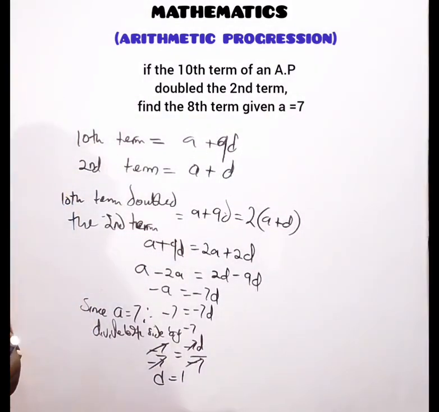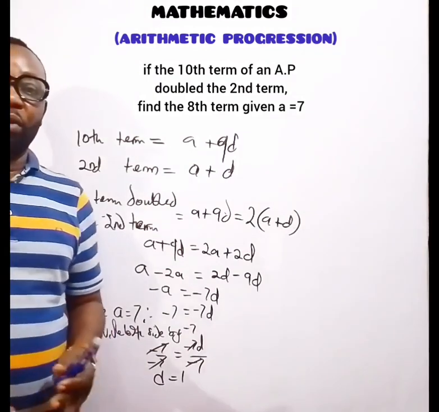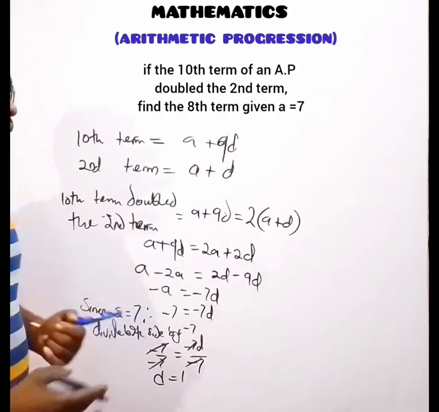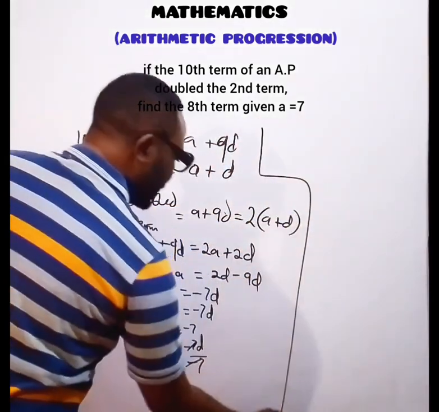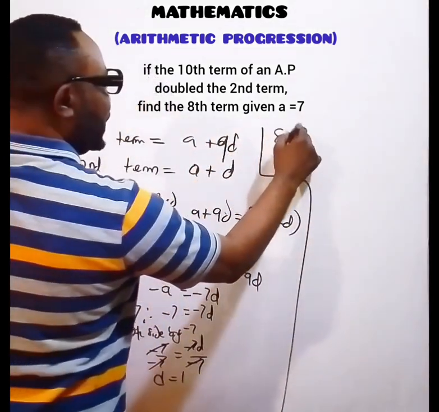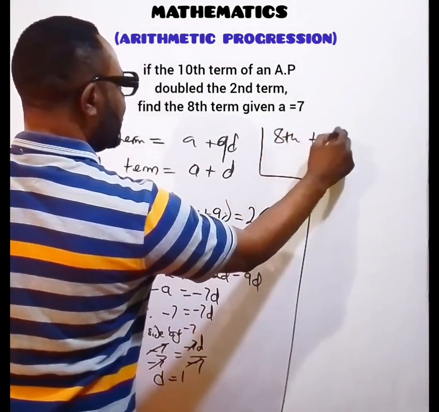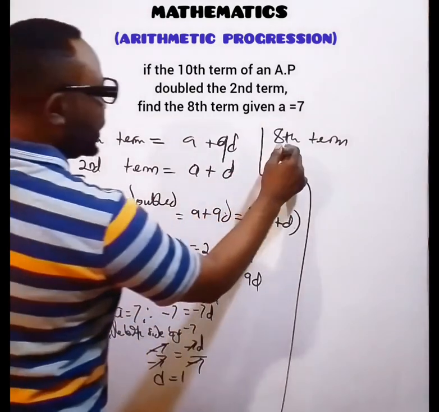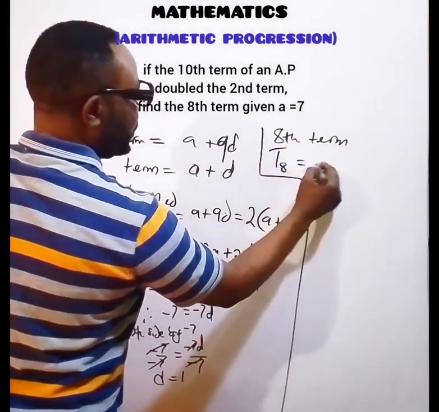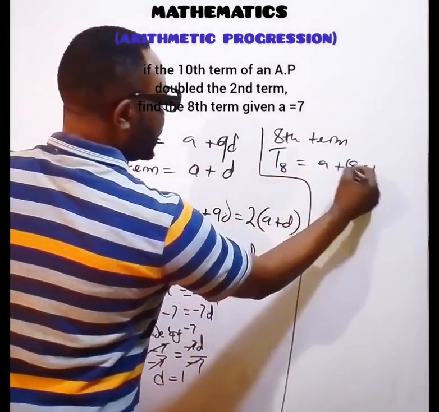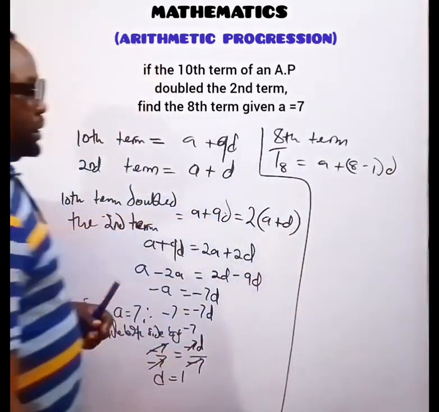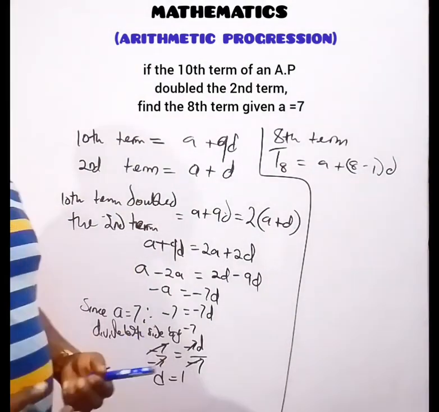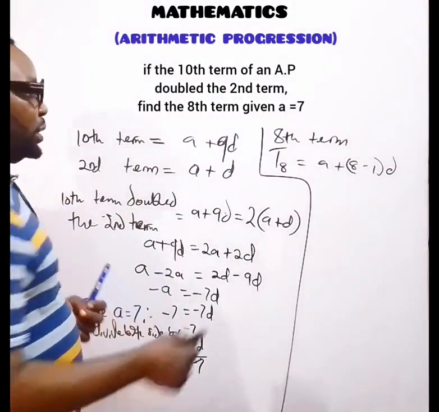But that is not where we are going. The question really asks us to find the value of the eighth term of the expression. To find the eighth term, we know that the eighth term will be equal to a plus (8 minus 1) into bracket of d. So we have the value of d and we have the value of a already.